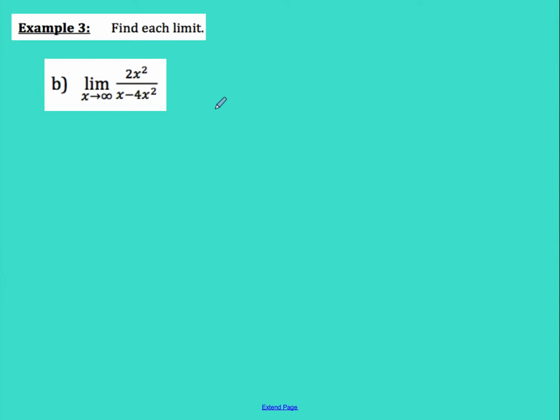So a little bit more complicated. We see we're going to infinity, and I have a rational, so I have x's in the top and the bottom. So I'm going to go ahead and divide out by my largest degree in the denominator. So this is an x to the first, and this is an x to the second. So what I got to do is divide everybody by an x squared.